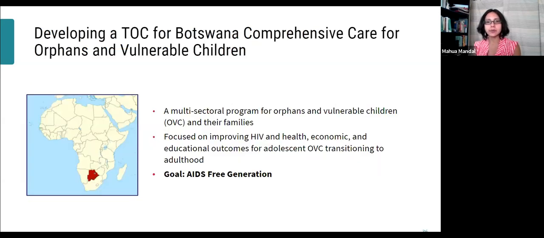So I'm going to use an example that I used last week to go through each step. This is the example of an intervention for orphans and vulnerable children in Botswana, where the mission wanted an evaluation that examined whether the project improved adolescent OVC's transition to adulthood. They were specifically interested in the areas of HIV and health, economic strengthening, and education. And the overall goal of the mission, the goal writ large, not only for this program but for all HIV and OVC programs, was and is an AIDS-free generation. Next.